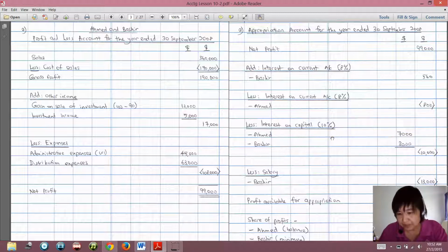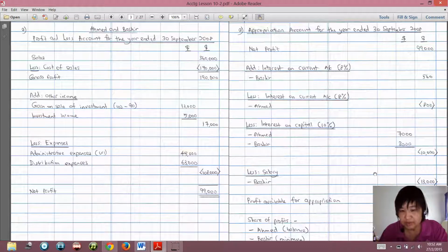And then what else? Then the question also says Bashir is allocated an annual salary of 13,000. So less salary, Bashir 13,000. Okay. So this one 13,000.